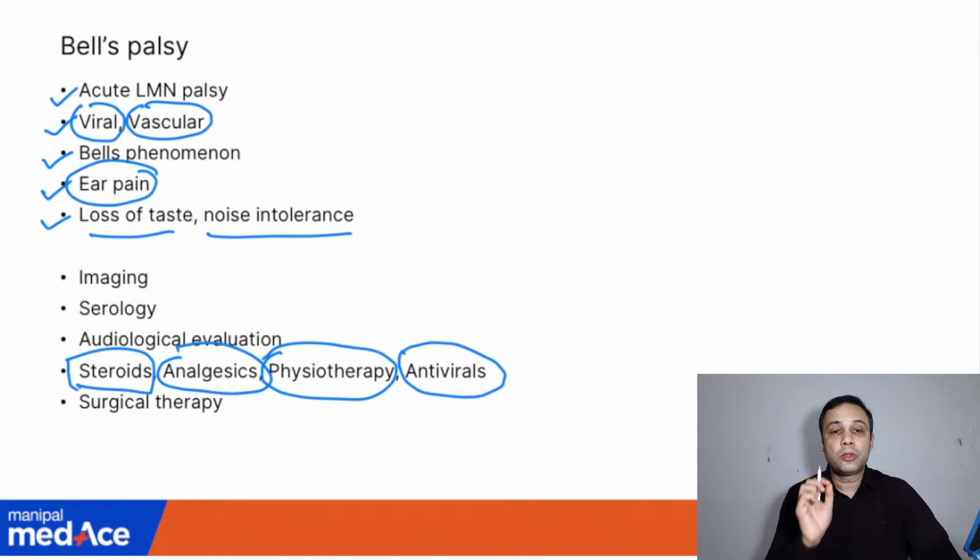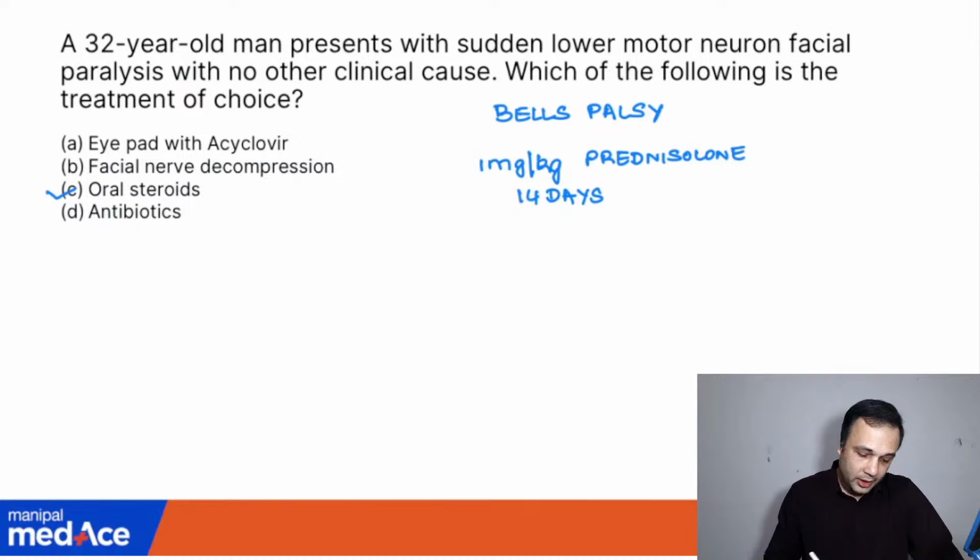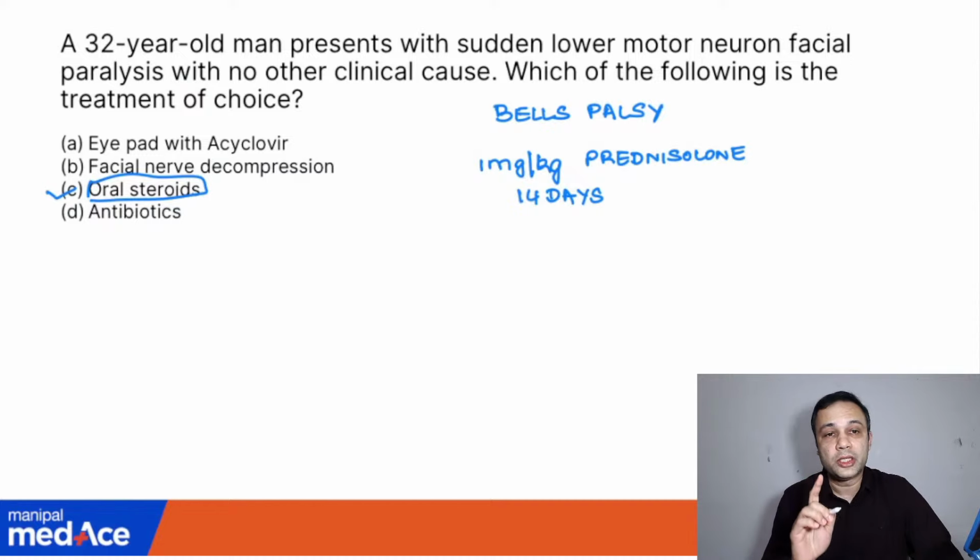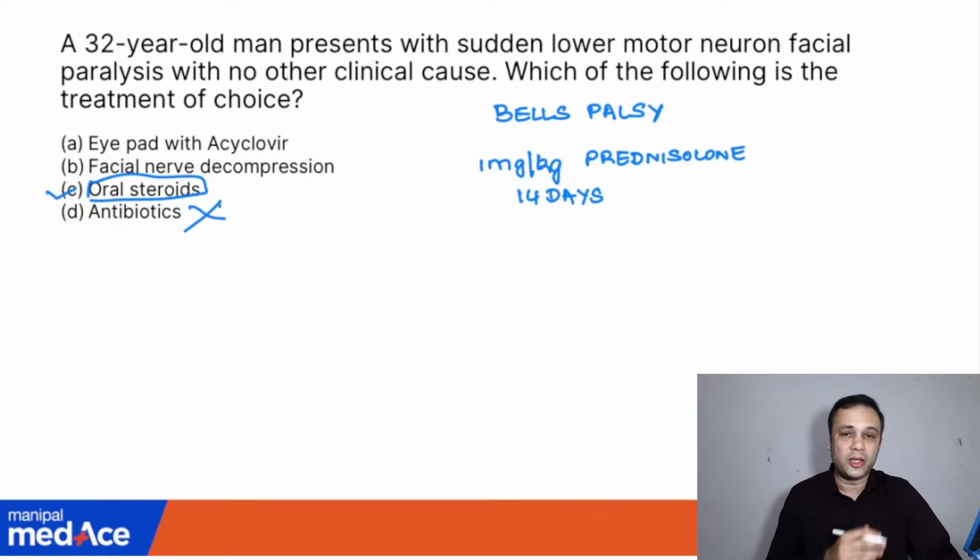Antivirals. More often than not, when we talk about Bell's palsy, steroids are started along with antivirals. But if you look at the options here, it is not mentioned at all. So if you talk about one single or the best treatment of choice in this condition, you have oral steroids. If the option of oral steroids along with acyclovir was given, that would be the treatment of choice and not oral steroids alone. Antibiotics is always ruled out, not necessary at all in case of Bell's palsy.